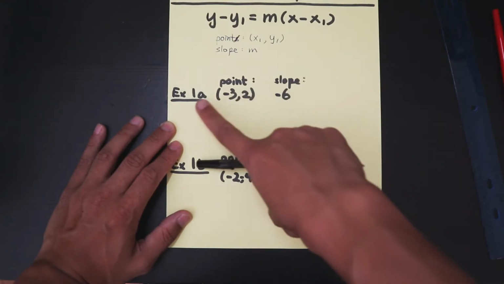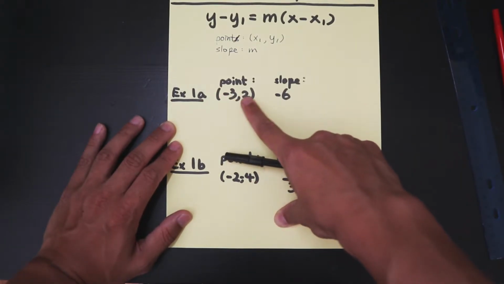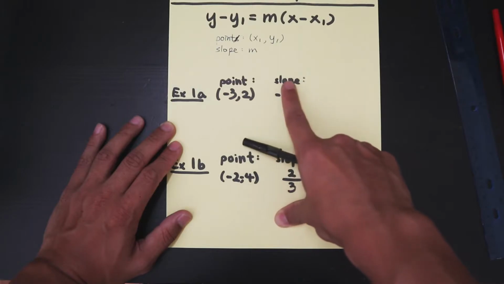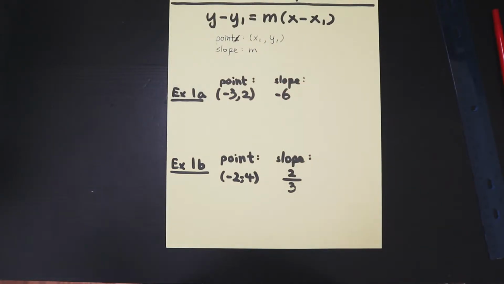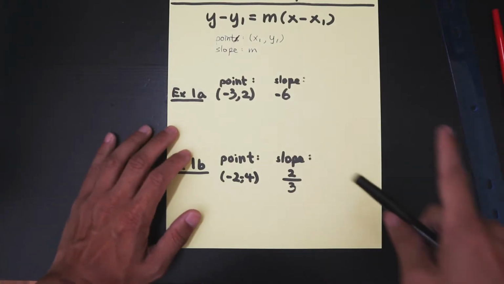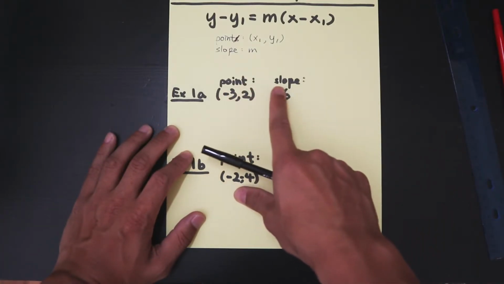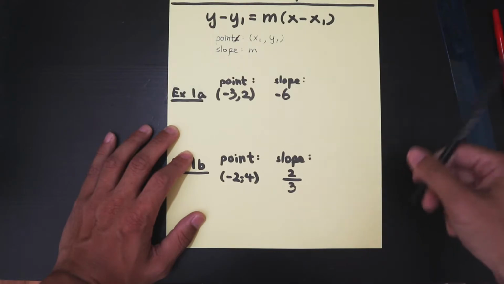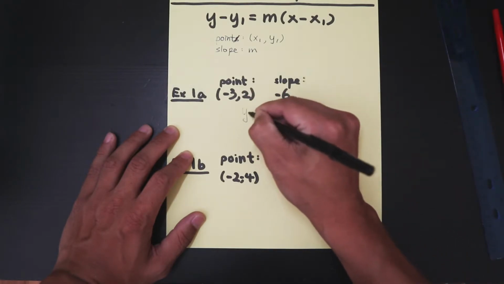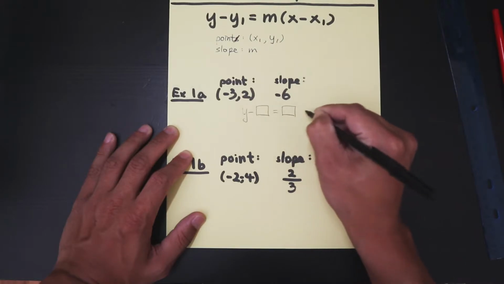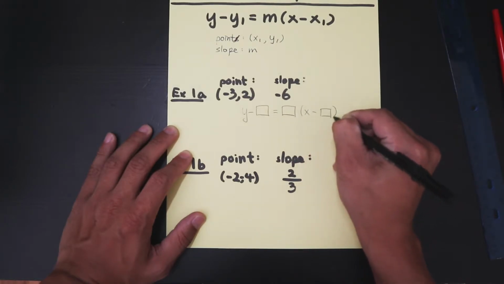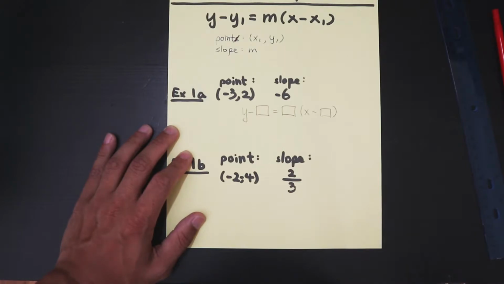So let's say you have an example 1a. Let's say you have a point at -3, 2 and a slope of -6. And if I were to ask you to write an equation in point slope form that would have the point -3, 2 and slope of -6, all you have to do is first write y minus something is equal to something x minus something, and all you have to do is fill in the blanks correctly.